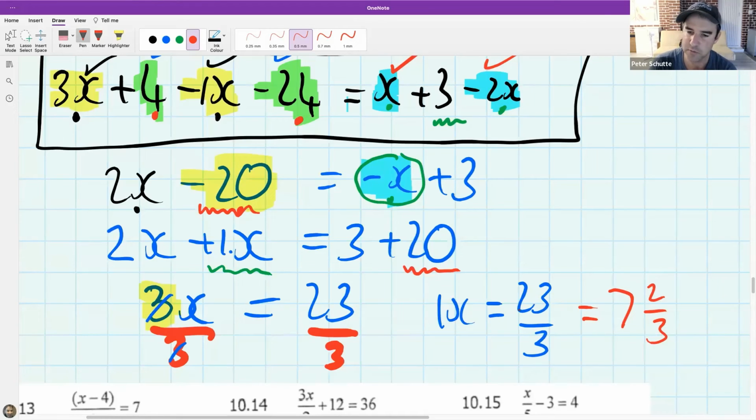Guys, the question has been asked, which one of these is more correct? These are both correct. There's not one that's more correct than the other.